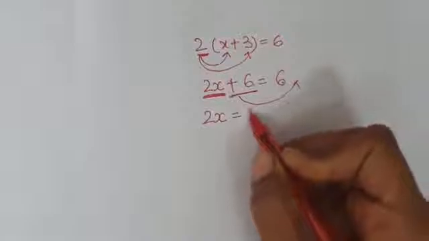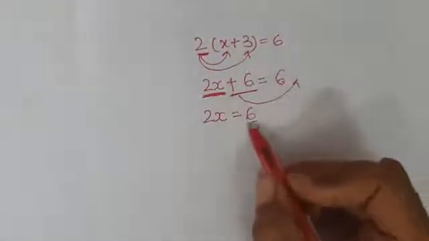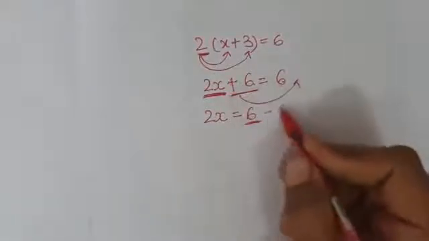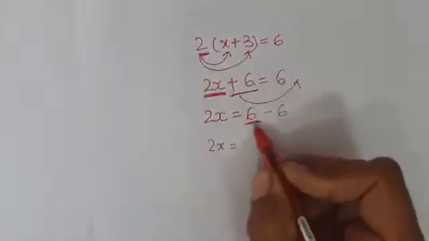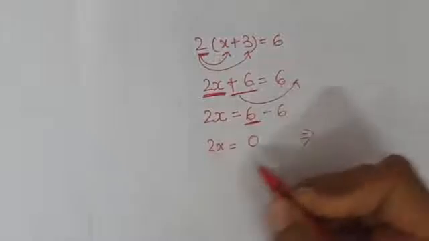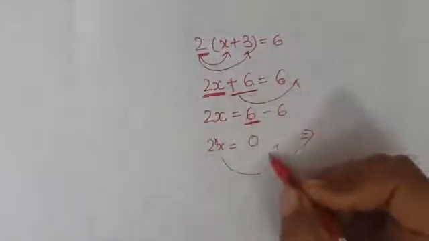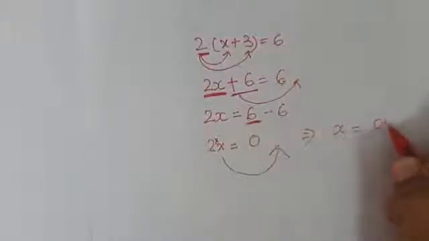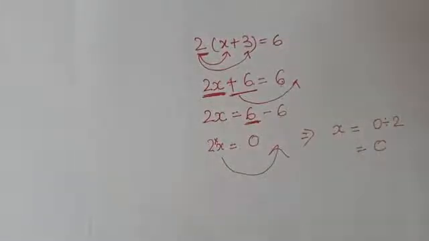Now 6, which is a number is already there, write that number first always. 6 minus 6. Now 2x is equals to 6 minus 6, 0. Now 2 is getting multiplied here. So it will get divided. X is equals to 0 divided by 2. That gives you 0. Clear?